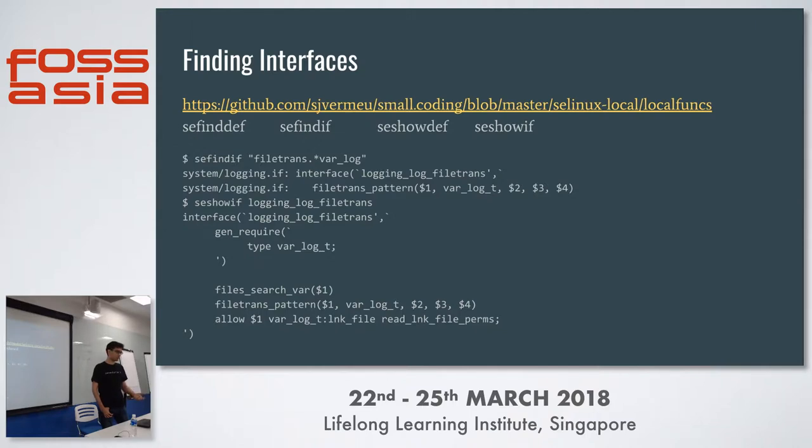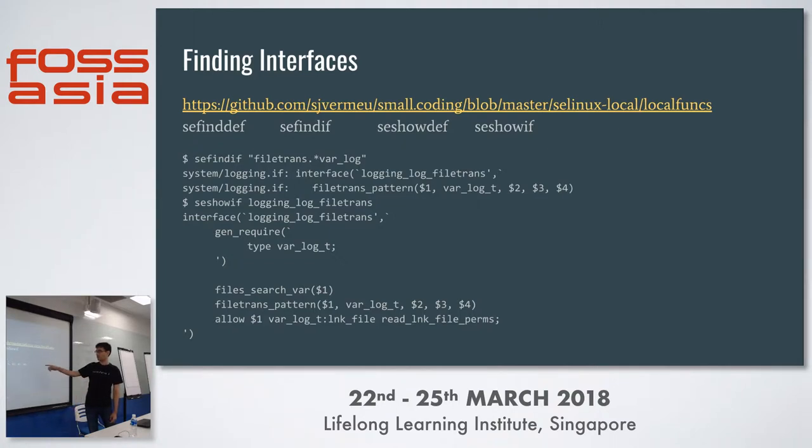So if you want, for example, a file trans for logs, but you don't know exactly what it's called, then you can run sefindif file_trans, and it's a regex, so dot star instead of star, var log. And then it'll search through everything. It'll say, oh, in logging.if, I found logging_log_file_trans. And this is the line within that interface that matched what you searched for.